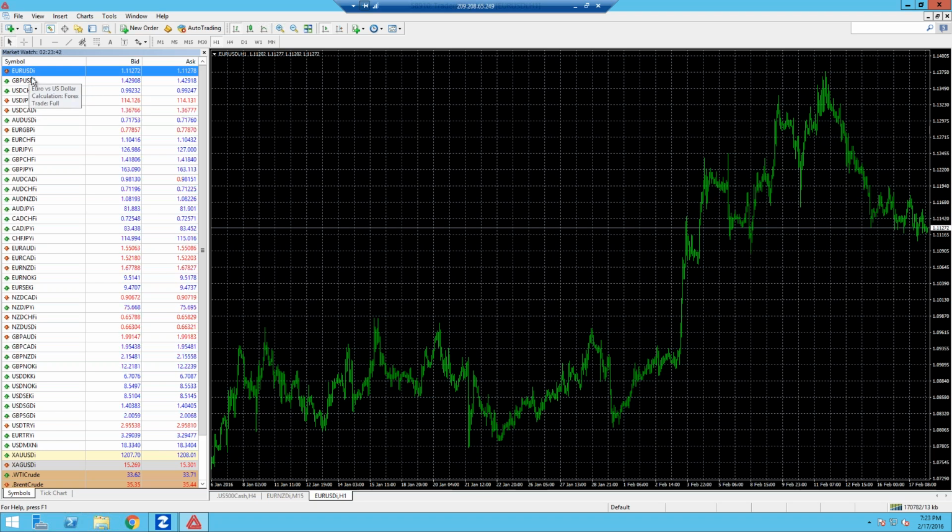So the second highest volume is the British pound USD. Now, these are called pairs when they're paired with the US dollar. When they are not paired, this is called a cross. You're crossing the Euro USD with the GBP USD. So there's a calculation which I'm not going to get into, and quite honestly, it doesn't matter.